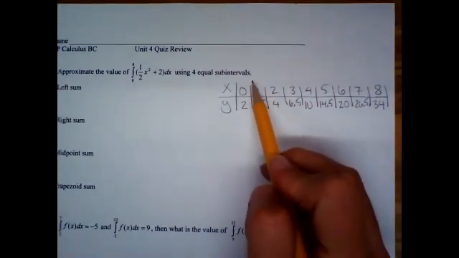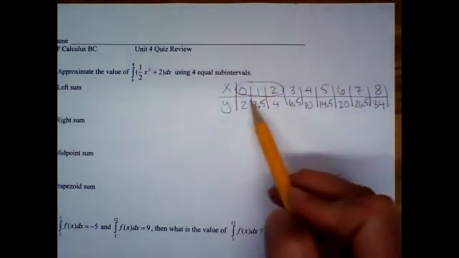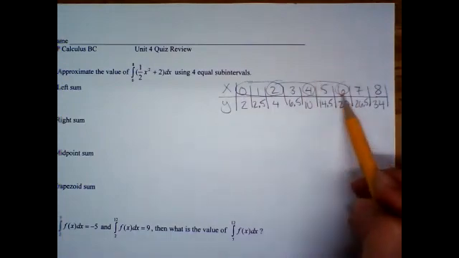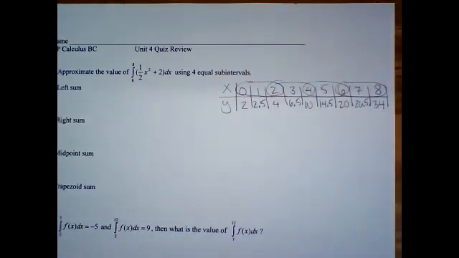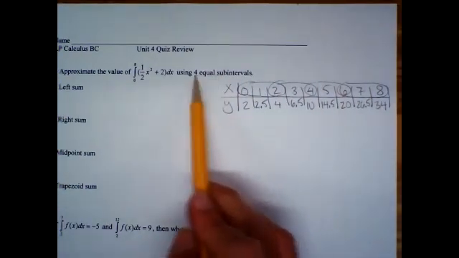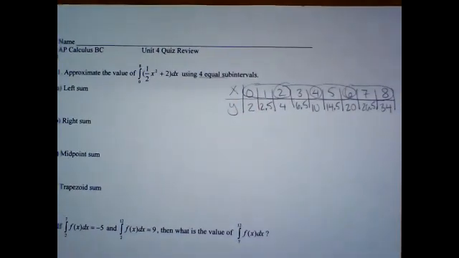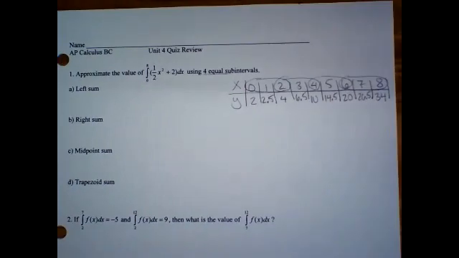And I also think it helps to circle your subintervals. So your subintervals would be 0 to 2, 2 to 4, 4 to 6, and 6 to 8. Again, there's 4 of them. It said 4 equal subintervals. Now you asked about midpoint sum, so I'm going to jump straight to that one.